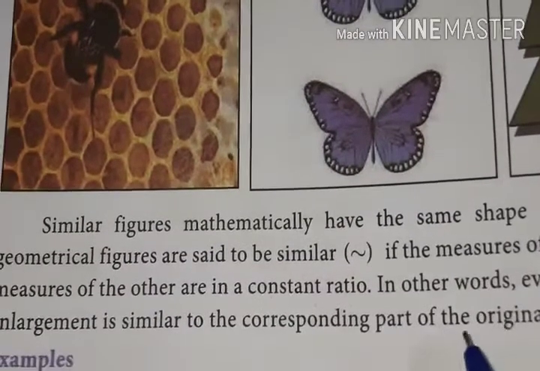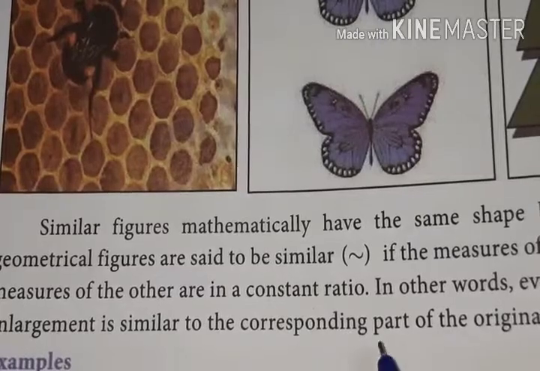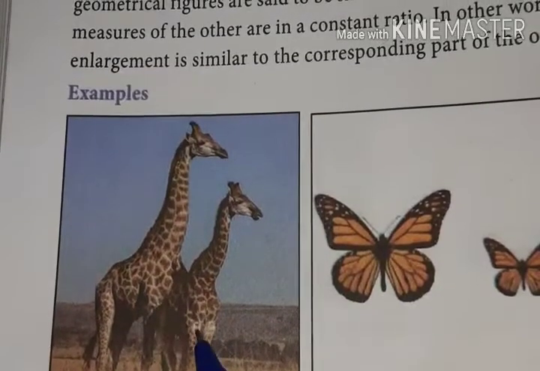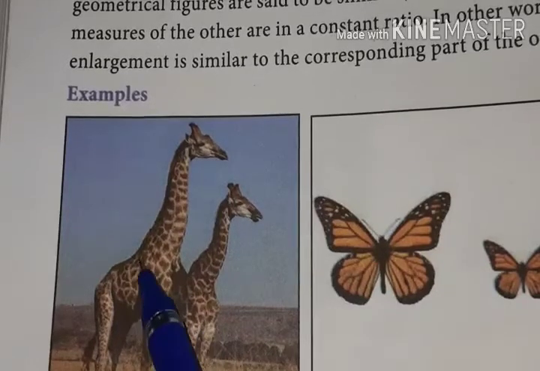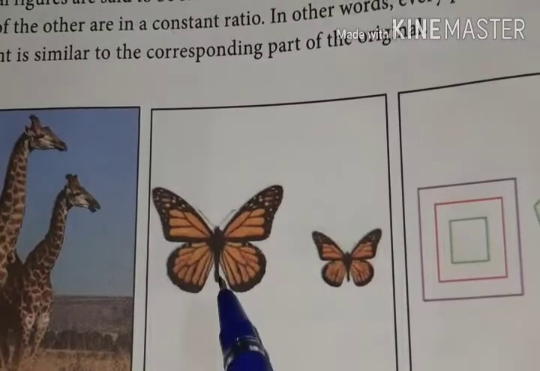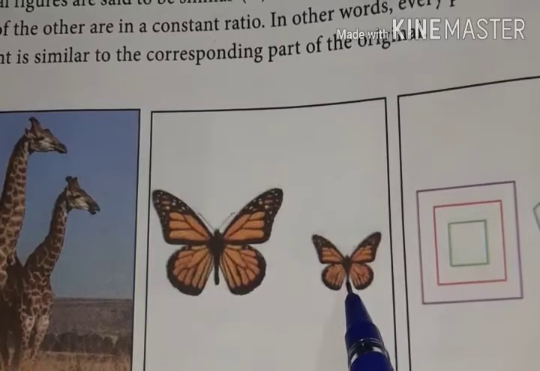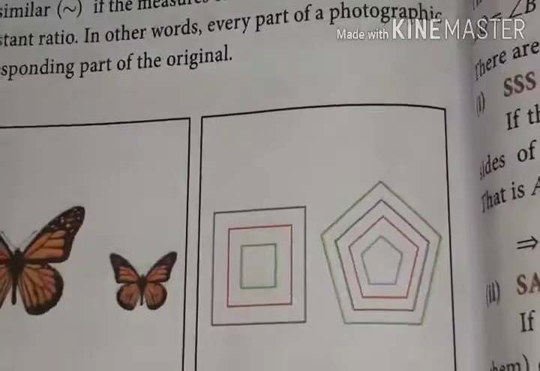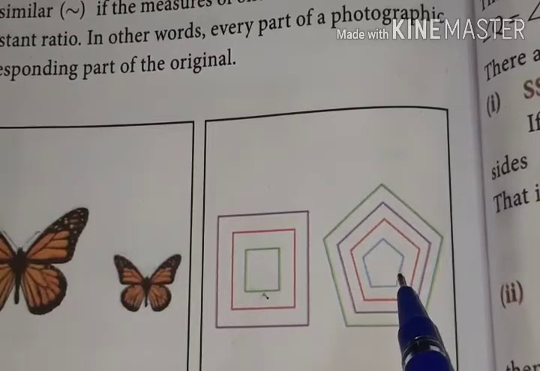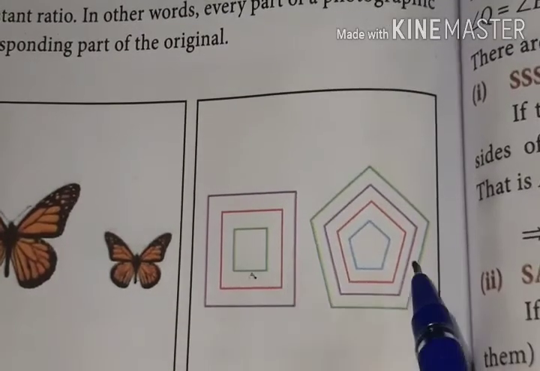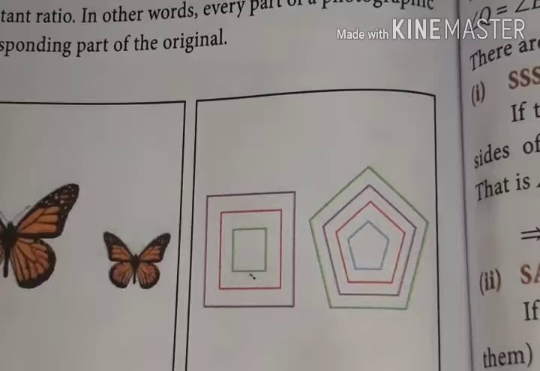Similar shapes means that we enlarge the same figure. See this, this is the bigger one and this is the smaller one. This smaller one is enlarged in size. See this butterfly, two butterflies, but this is the smaller butterfly. These are enlarged figures. This is also an example. This is not similar.